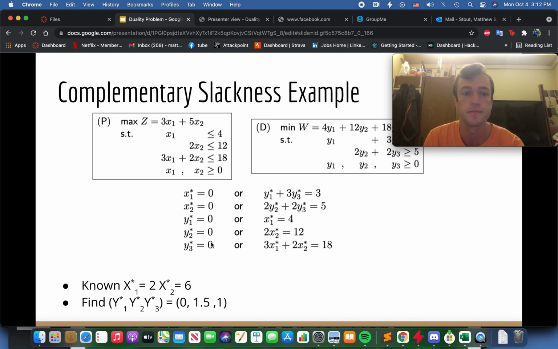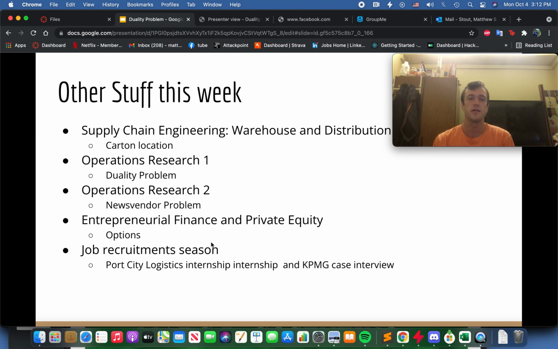that lets you relate the two solutions. So, other stuff going on this week. Supply chain engineering, warehouse, and distribution: we just had our first test today, and we're continuing to work on a carton location unit and moving on with the project. Operations research 1, we looked at the duality problem. Currently we're doing practice problems and trying to review for a test coming up on Thursday. Operations research 2, we have a homework this week, and we're working on the newsvendor problem in class.